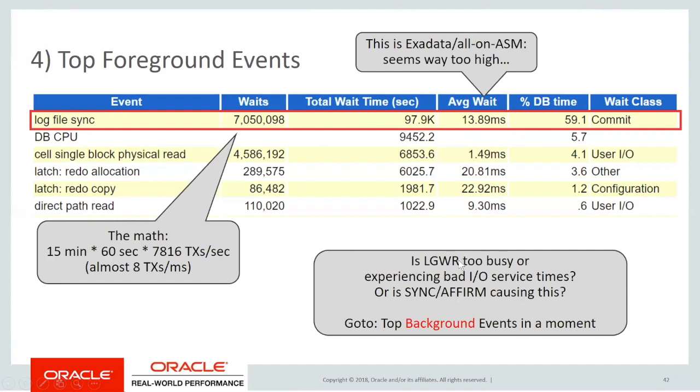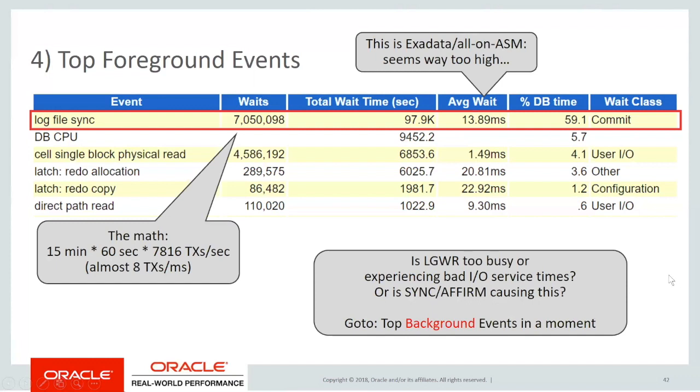So it's either too busy, it may have a CPU issue, or it's experiencing bad I/O service times of the parallel log file writes that it's performing, or there might be an issue in the Data Guard related work that needs to be done now when we commit in the sync affirm mode. So what we're going to do in a minute is visit the top background events. The top background events will give us answers to these kinds of questions.